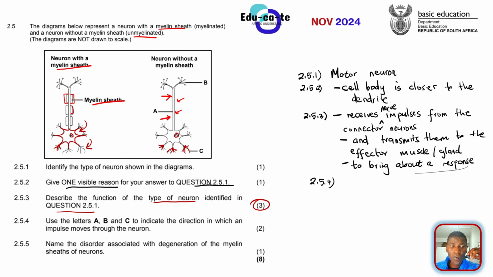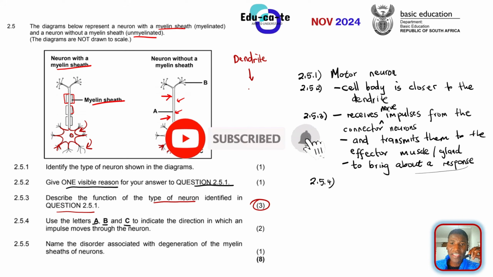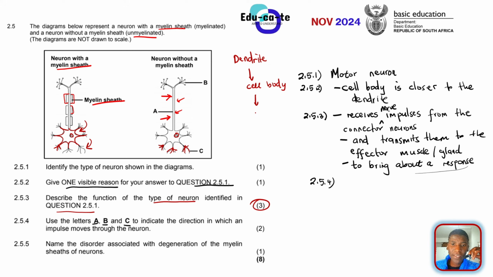So 2.5.4 says use the letters A, B, C to indicate the direction in which impulses move through the neuron. Remember that the way impulses move through a neuron, they start with the dendrite and move to the cell body. From the cell body, they move to the axon, and then from the axon they move to the terminal end of the axon.